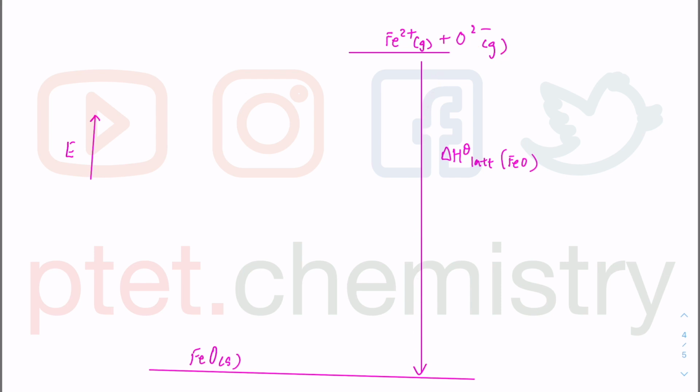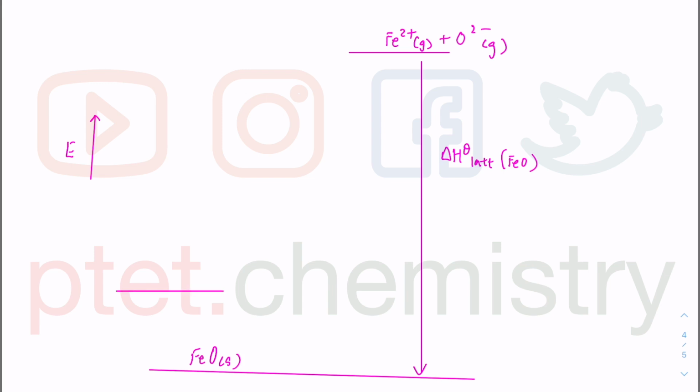Lattice energy is defined in A level, Cambridge International A level, as the energy released when you form the ionic lattice. In other curricula, it could be defined going the other way, and hence will be endothermic this way. But let's just focus on this since this is the Cambridge International definition as stated in the curriculum.